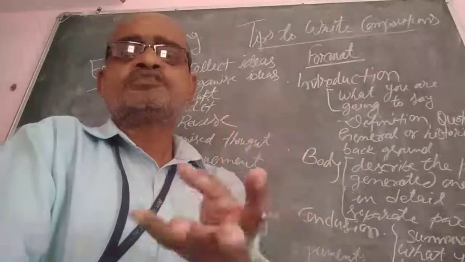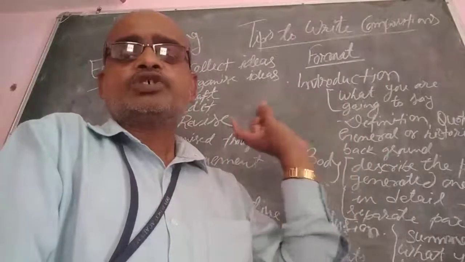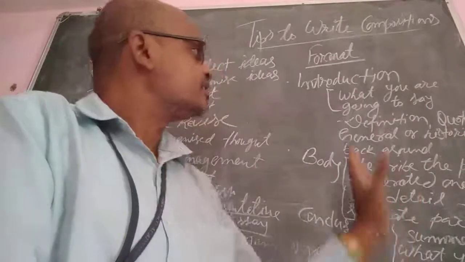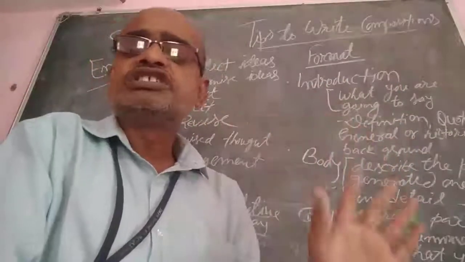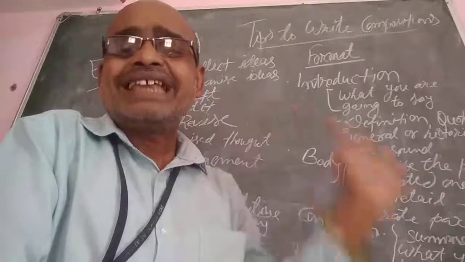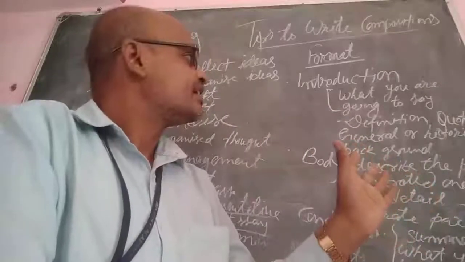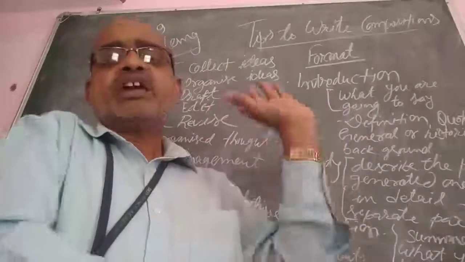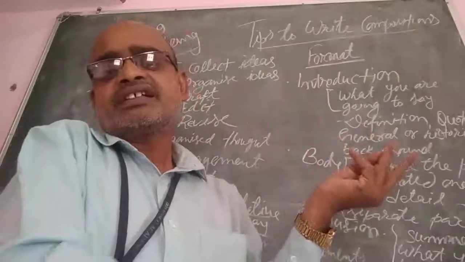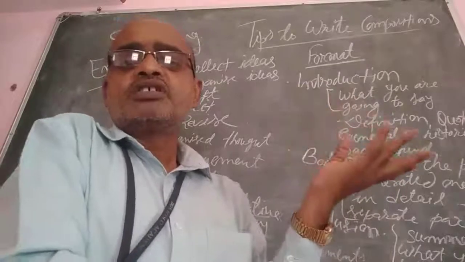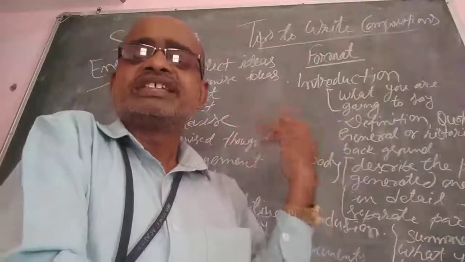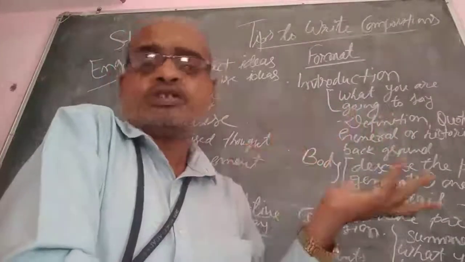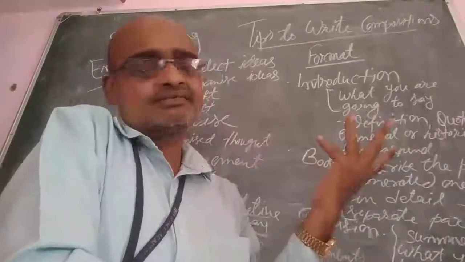A composition consists of three parts: introduction, body and conclusion. Okay? In the introduction, you are announcing what you are going to say. Here, the introduction may be a definition of the topic. For example, for the importance of discipline, how will you define discipline? Discipline is a set of rules that must be followed strictly for our own betterment.